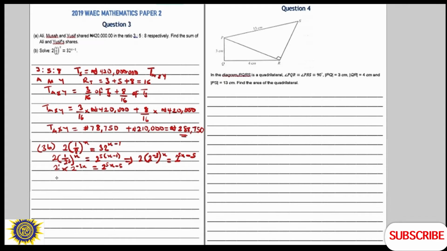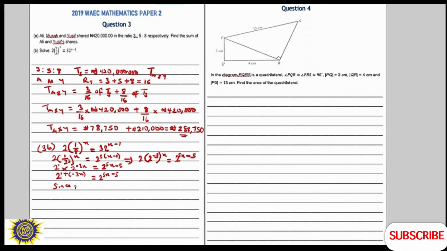So because they have the same base now, you can add the indices together. So this 2 raised to power 1 plus minus what? 3x. So this one will now be 2 raised to power 5x minus 5. All the same. So now since we have the same base, you can equate the indices instead.